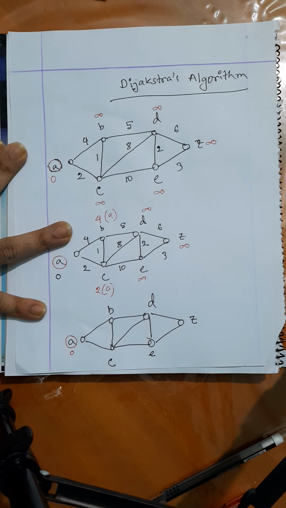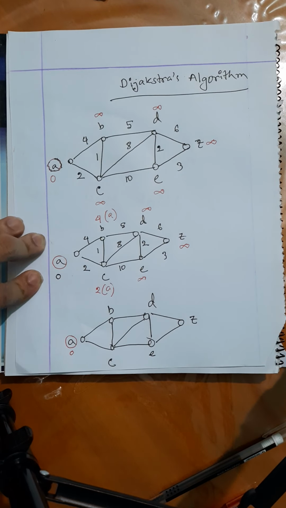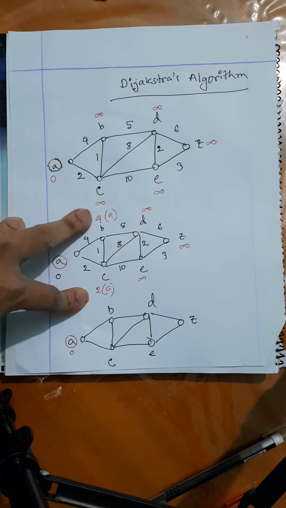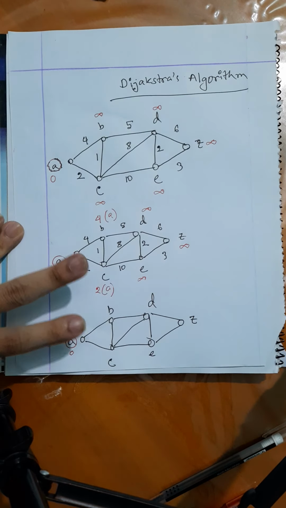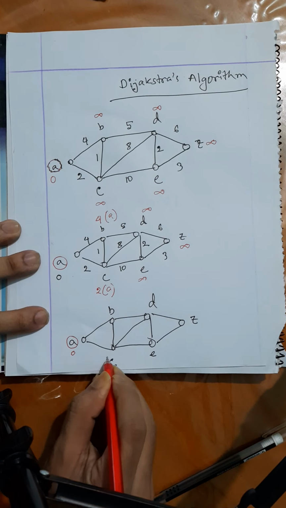So other than A, what is the node that has the smallest distance value? Obviously C, because it has a distance value of 2, and B has a distance value of 4, and all the other nodes have a distance value of infinity. So we will select C now.